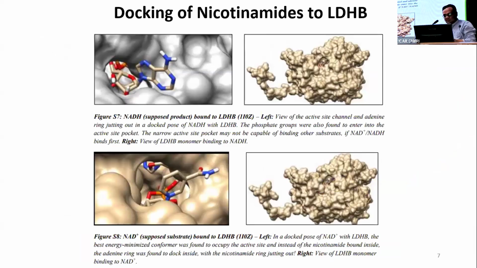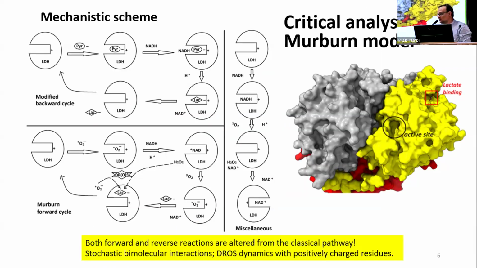So now also singlet oxygen has been seen in photodynamic therapy and in photosynthesis and many other systems, where triplet ground state oxygen is converted to a very reactive form known as singlet oxygen. That is also seen in our system, right? So that can also be involved in attacking the lactate. So there are very different ways. It's not highly ordered. So both the forward reaction and the reverse reaction are altered from the classical pathway.